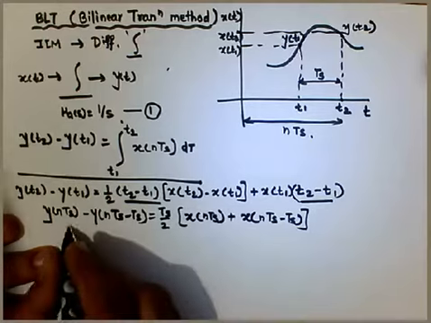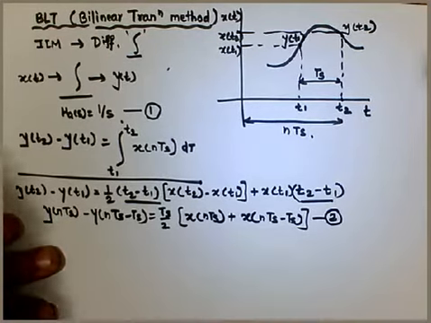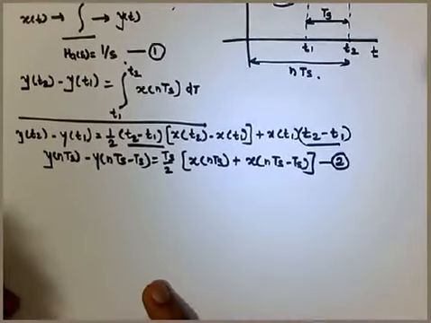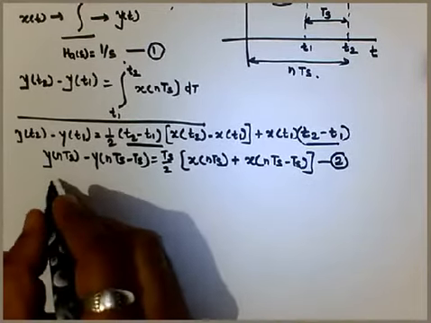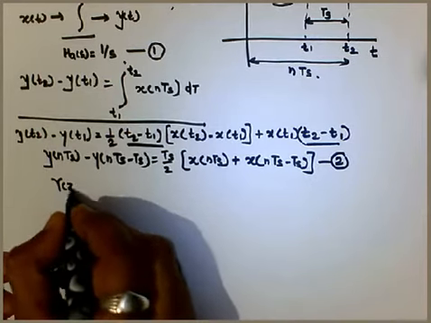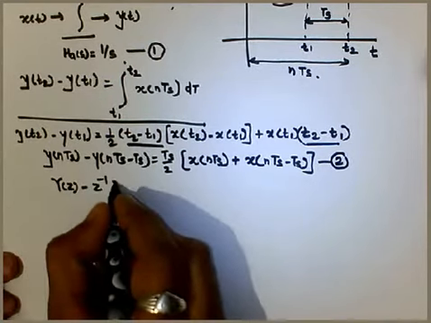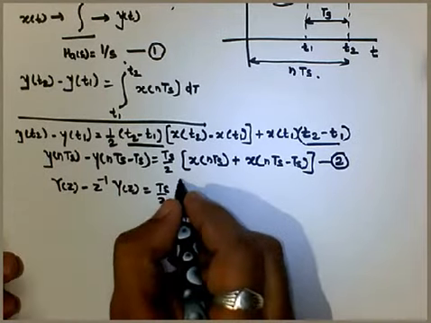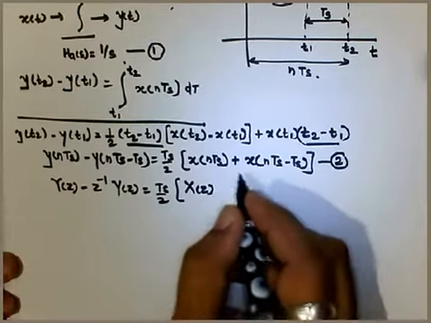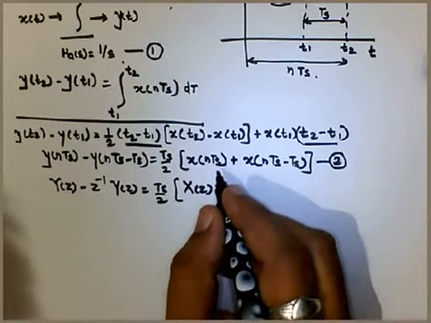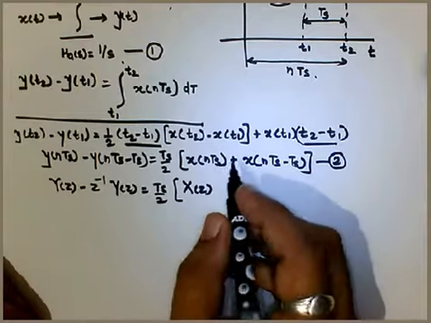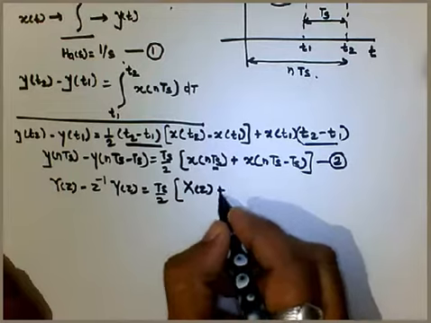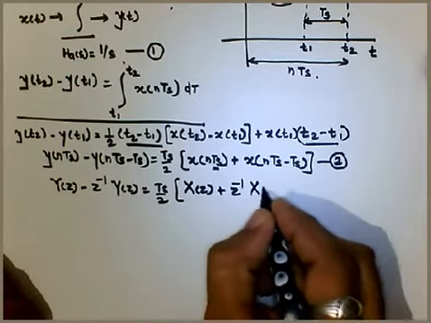Now taking the Z transform on both sides for this equation, let's say it is equation number 2. So Z transform on both sides will give the output as y of z minus z inverse y of z, which is equal to Ts by 2 times x of z, and let's assume Ts equal to 1 over here only for this particular case, plus z inverse x of z.